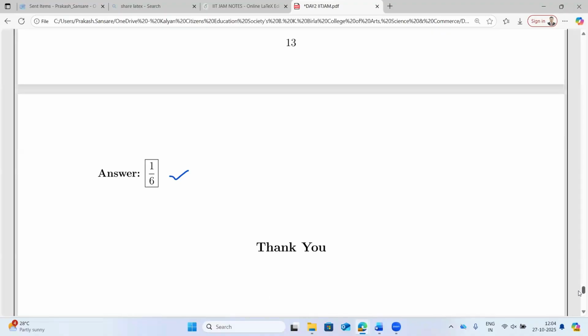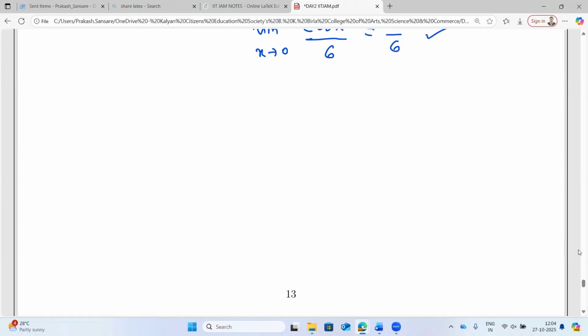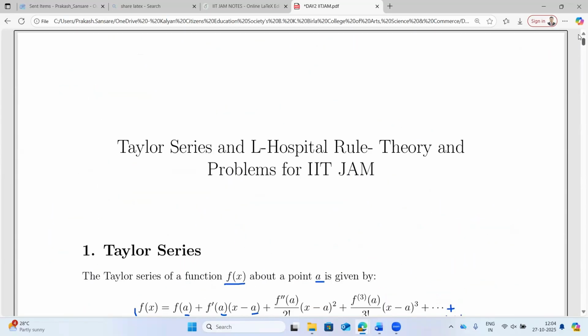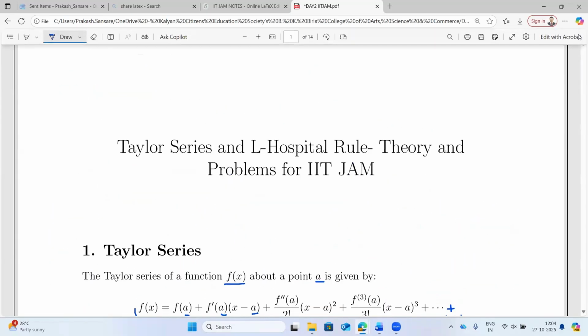Okay, so maybe that's it for today's session. We have tried to cover some little part of Taylor series and L'Hospital problems. In the next lecture we'll try to cover the further topics which I have been assigned, maybe maxima, minima, and Riemann integration. These two topics are left out, so I'll try to cover both these remaining topics in the next lecture.